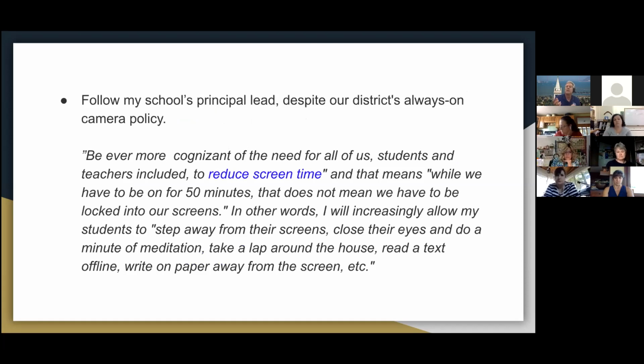So following my school's principal lead, and despite our district's always on camera policy, there's something else I've been doing. And that is becoming ever more cognizant of the need for all of us, students and teachers included, and these are my principal's words, to reduce screen time. Now our district says always on, but my principal has said, yeah, that's fine, keep them always on, but don't hesitate to allow them to step away from their screens, close their eyes, do a minute of meditation, take a lap around the house, read a text offline, write a paper, and so on.